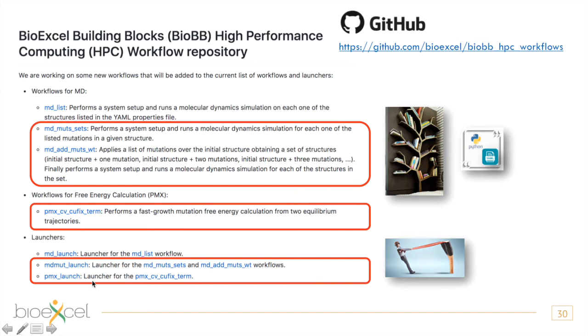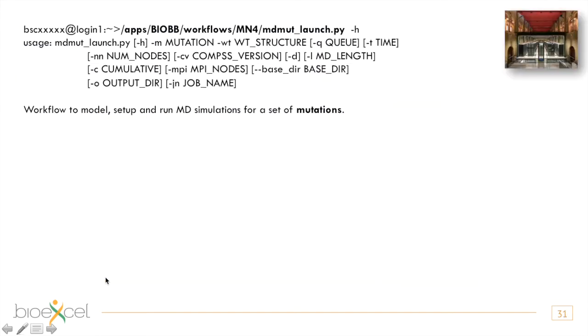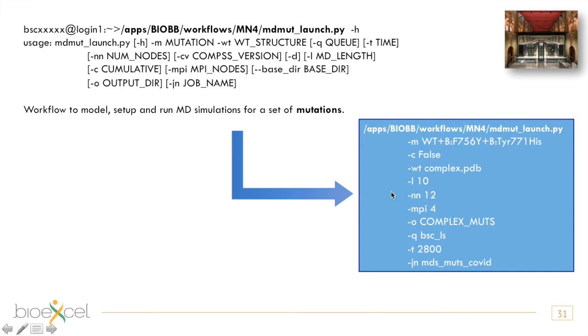And here we have two launchers, one for the generation of the mutations and dynamics, and another one for the free energy. And again, this is the reality. This is how we call the first workflow to model, set up, and run the molecular dynamics simulations in the MareNostrum. Here is one real example of an execution. I want to simulate the wild type. I want to simulate this particular mutation and this particular mutation. So three different molecular dynamics simulations.